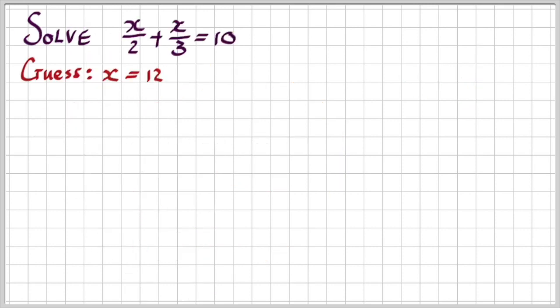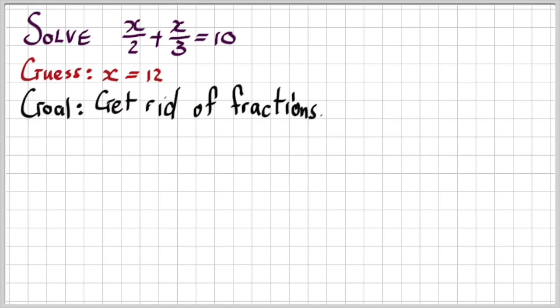Let's look at this next one. X over 2 plus x over 3 equal to 10. Now, I already took a guess of being 12. Why? Because 12 is divisible by 2 and by 3. Okay, not saying it's going to be right, but let's have a look. Step by step. What is our goal? I want to get rid of the fractions. How do I do that? I put on the LCD.